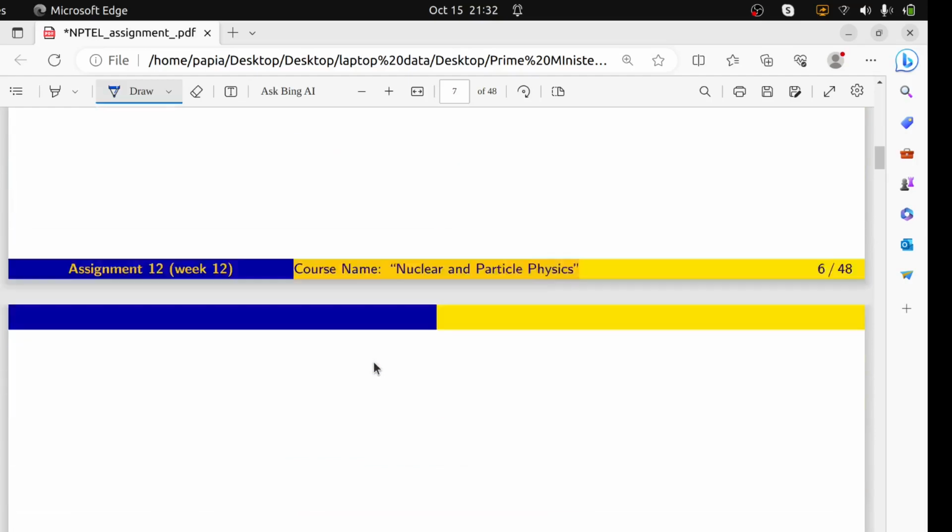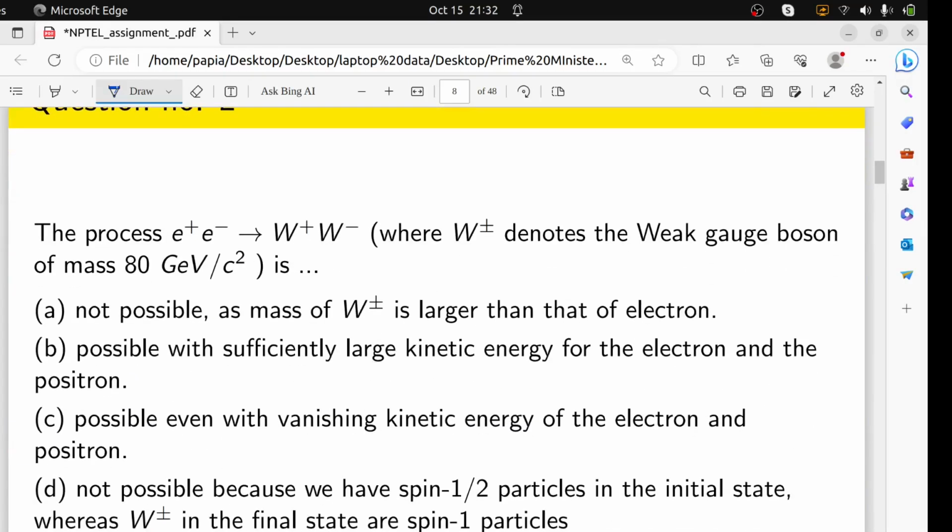Okay, we will go to the next question. This is the next question. The process e+ e- goes to W+ W-, where W± denotes the weak gauge boson of mass 80 GeV/c². Options: not possible as the mass of W± is greater than that of the electron; possible with sufficiently large kinetic energy for the electron and the positron; possible even with vanishing kinetic energy of the electron and positron; not possible because we have spin-half particles in the initial state, whereas W± in the final state are spin 1 particles.